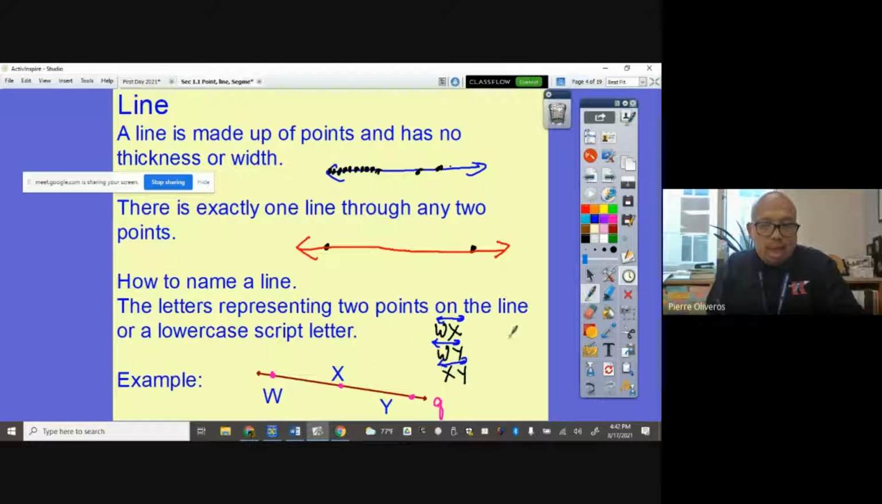You don't have to do it in a specific order. You can make it YW with a line on top. You can make it XW. It doesn't really matter. Or you can just use a lowercase script letter by writing line lowercase q.